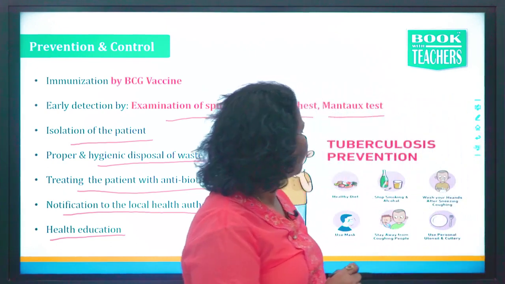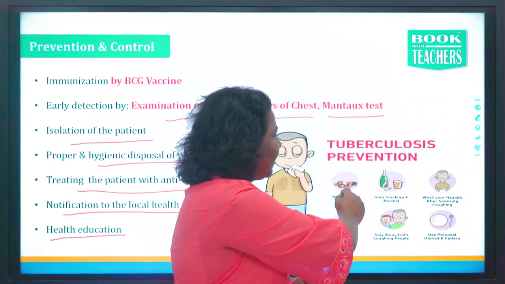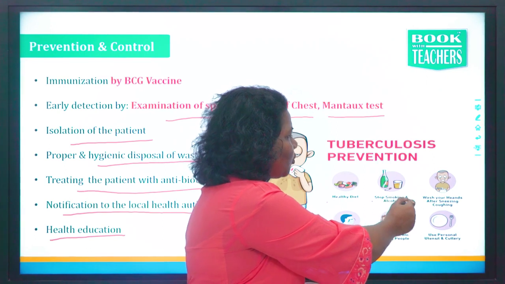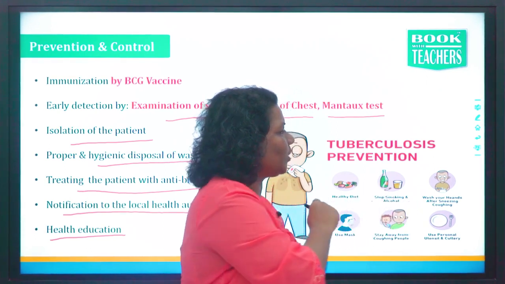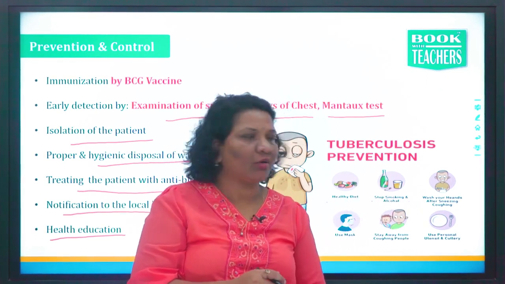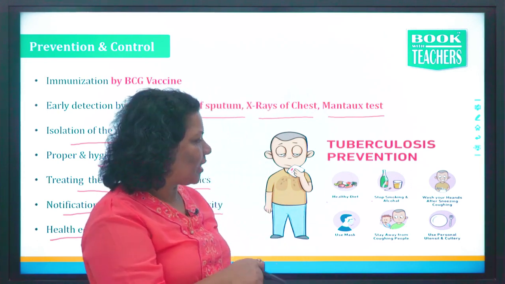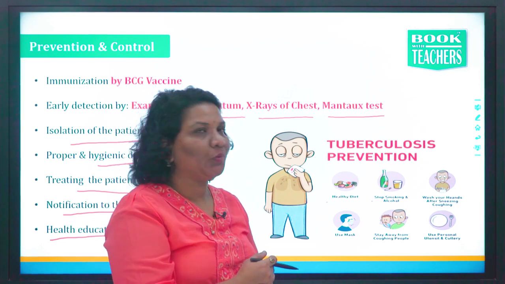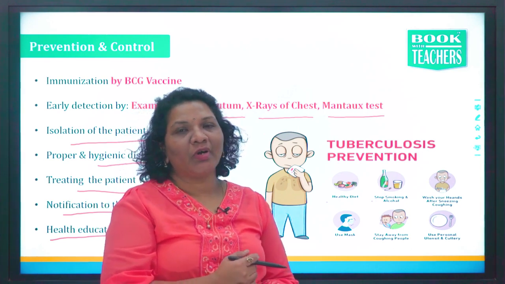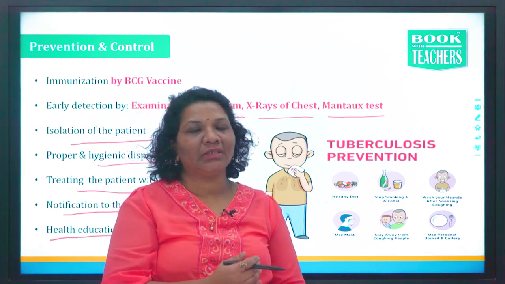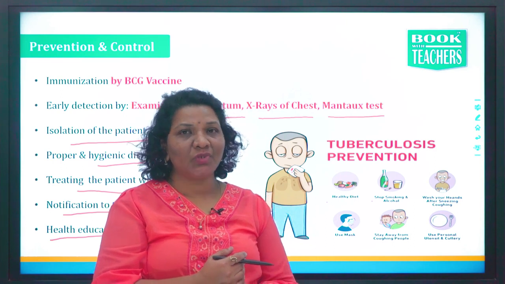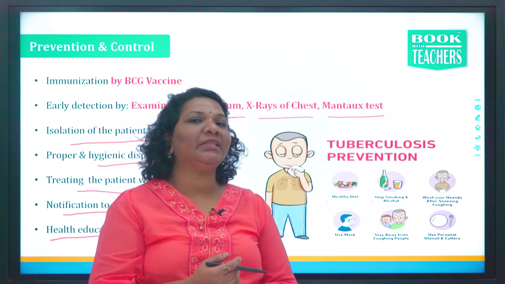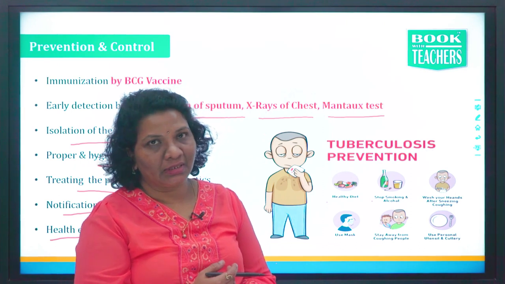So, tuberculosis prevention: healthy diet, stop smoking, wash your hands after sneezing or coughing, use a mask, stay away from coughing people, and use personal utensils and cutlery. So, whatever things the infected person uses should not be shared with any other person, right?